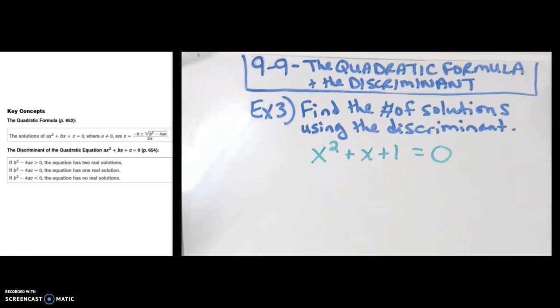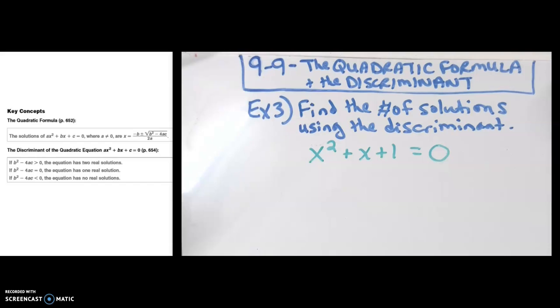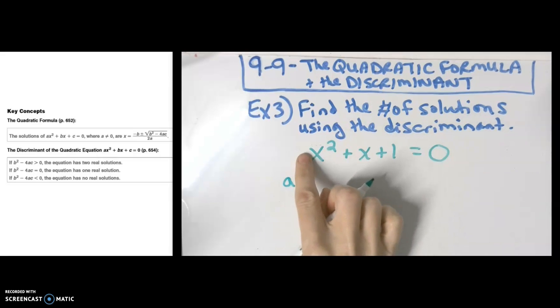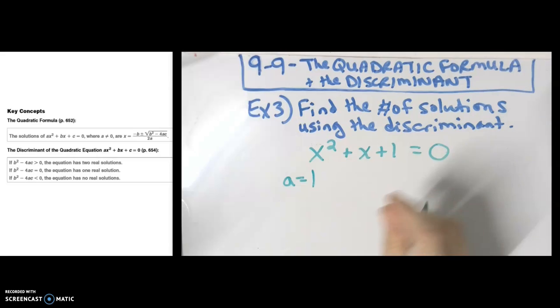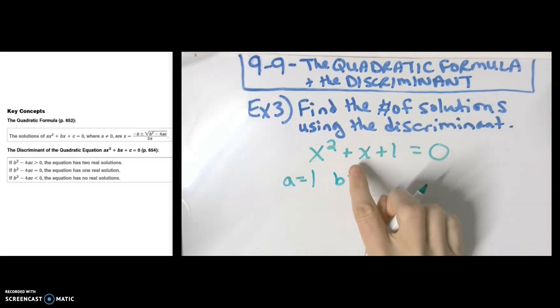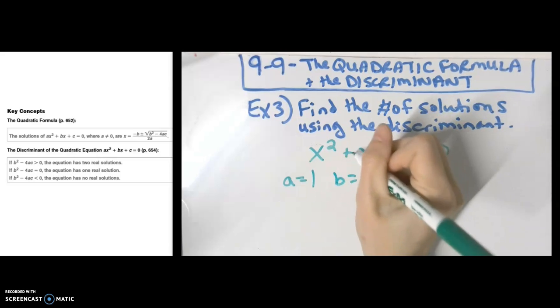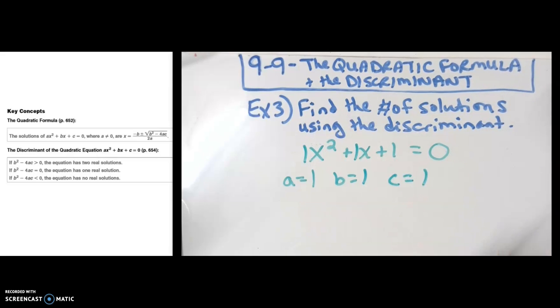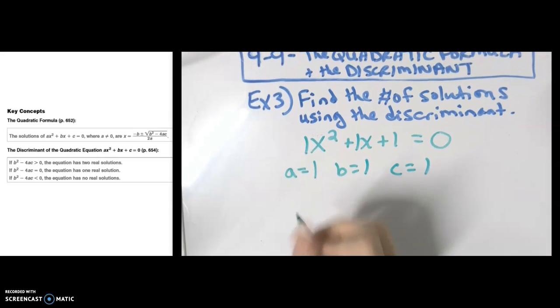Okay, my next example, I'm on example 3c, says x squared plus x plus 1 equals 0. Find the number of solutions using the discriminant. So I'm going to identify a, b, and c. a here equals 1. There's an imaginary 1 in front of x squared, so that's 1. b is positive 1, and c equals 1.